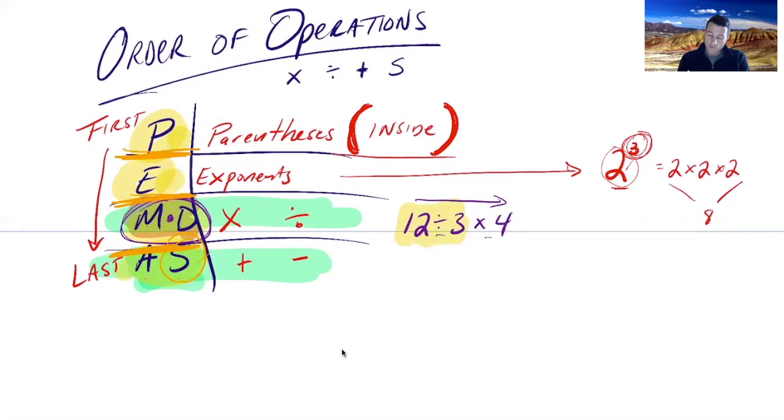All right. So if we were to look at this one, because we say, hey, these are the same two and they're on the same level, we'll just go across. 12 divided by 3 would be first. So I'm going to put parentheses in to help me organize. I get 4 times 4, 16 is our final answer.